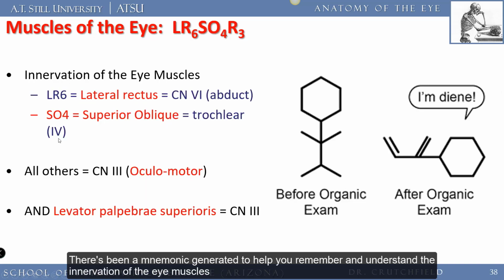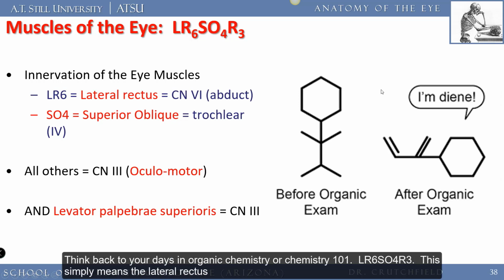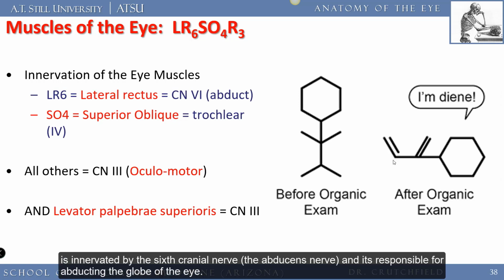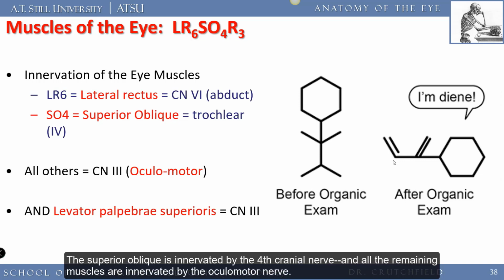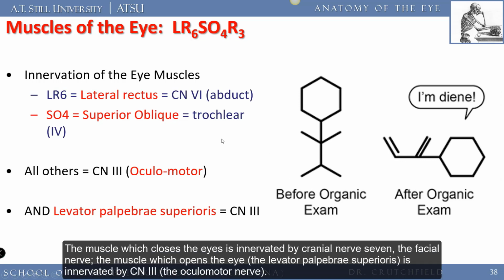There's been a mnemonic generated to help you remember and understand the innervation of the eye muscles. Think back to your days in organic chemistry or chemistry 101. LR6, SO4, R3. This simply means that the lateral rectus is innervated by the 6th cranial nerve, the abducens nerve, and it's responsible for abducting the globe of the eye. The superior oblique is innervated by the 4th cranial nerve, and all the remaining muscles are innervated by cranial nerve 3, the oculomotor nerve. The muscle which closes the eye is innervated by cranial nerve 7, the facial nerve. The muscle which opens the eye, the levator palpebrae superioris, is innervated by cranial nerve 3, the oculomotor nerve.